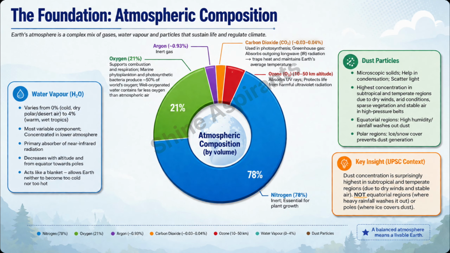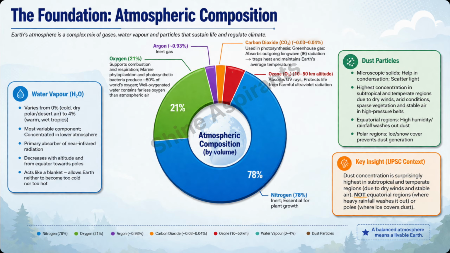Composition of the atmosphere. Atmospheric gases. Nitrogen 78%. Inert gas. Essential for plant growth. Most abundant gas in the atmosphere. Oxygen 21%. Supports combustion and respiration. Key fact, marine phytoplankton and photosynthetic bacteria produce about 50% of world's oxygen. Important, well-oxygenated surface water contains far less oxygen than atmospheric air, not more. This is a common UPSC trap.